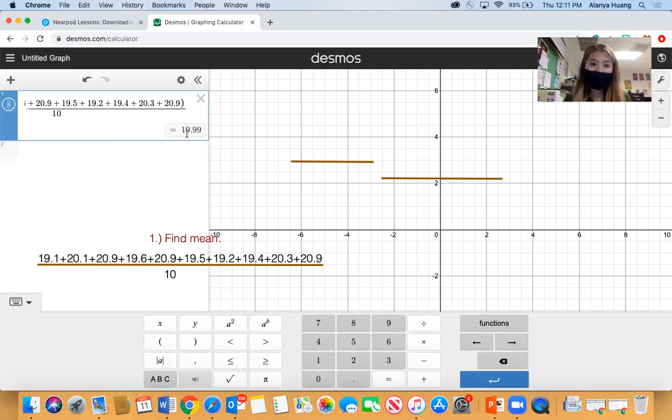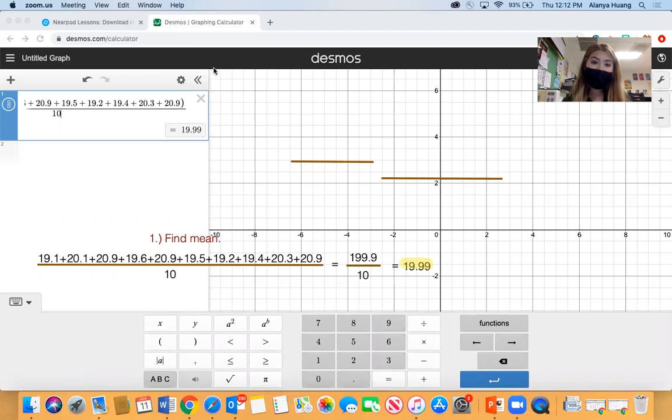So here's what the correct answer is. It's 19.99. So let me go ahead and type that out. Is equal to 19.99. And that's because if we add the top, we get 199.9, and then we divide by 10. So I'm going to highlight that because we're going to need that mean to do our next step.